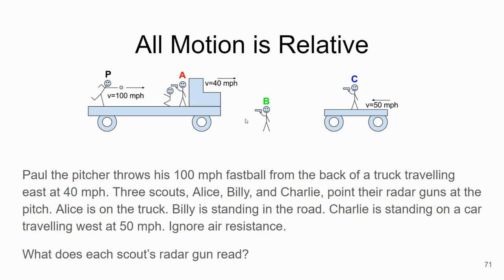At the same time, we have Billy just standing there in the middle of the road, and he's pointing his radar gun at the pitch. So he's measuring the speed of the pitch, not of the truck. And we're going to try to figure out, what does his radar gun read? And then finally, you have Charlie, who is quite recklessly standing on top of a car that's going west. Notice the car is going in the opposite direction as the truck. The car is going west at 50 miles per hour, and Charlie is going to try to measure the speed of the baseball with his radar gun. So we had to figure out, what does each scout's radar gun read?